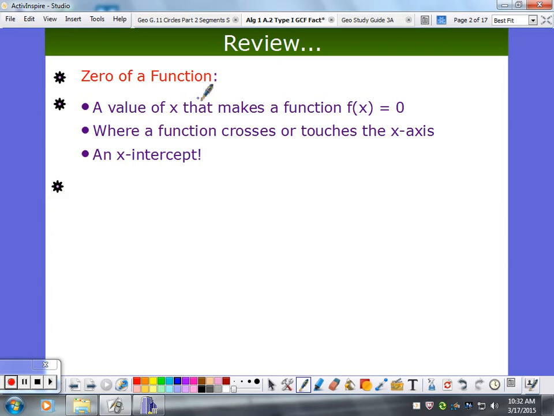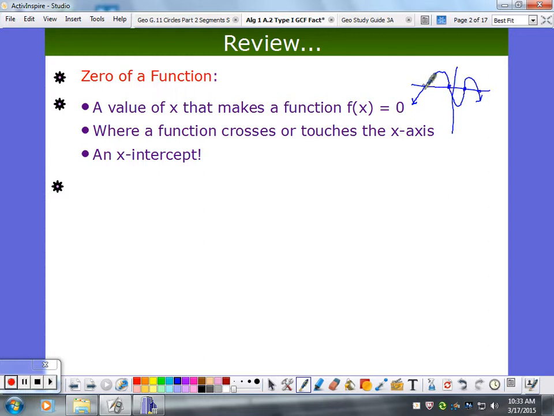So let's see. It's the value of x that makes f of x equal to 0. Is that the same thing that Cole just said? Yeah. The function, f of x, when it's 0. Yeah. So think about that. Where are the zeros? Everything that touches the x-axis.